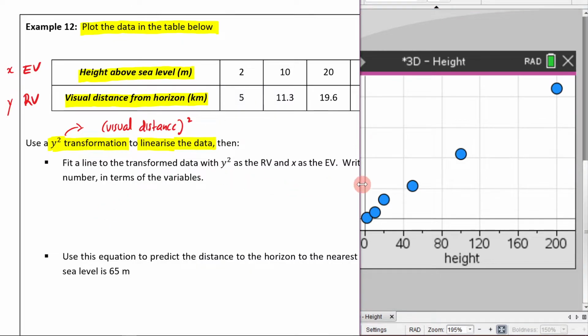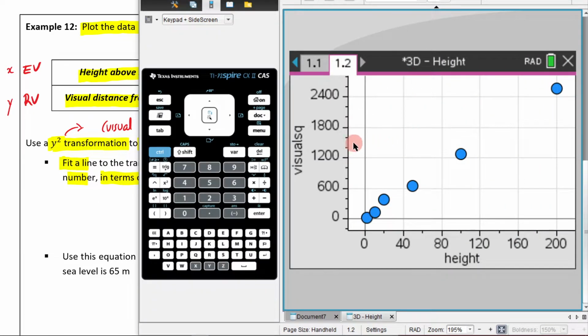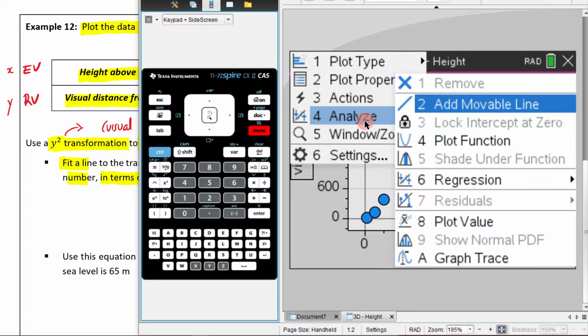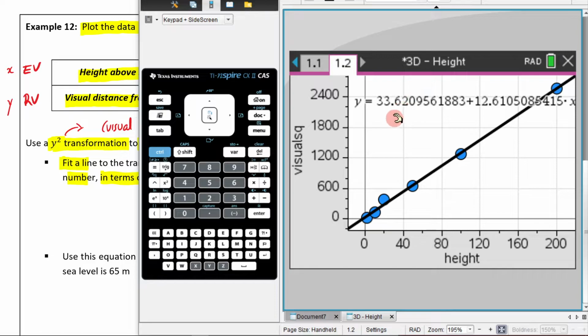Isn't that amazing? Okay, what is the next part of this question asking me to do? It says, fit a line to the transformed data with y squared as the response variable and x as the explanatory variable. Write its equation to the nearest whole number in terms of the variables. So I need to come back here and find my least squares regression line. The easiest way to do that is to go Menu, Analyze, Regression, and then Show Linear. And there it is right there. We need to round it to the nearest whole number, so 33.6 will become 34 and 12.6 will become 13.